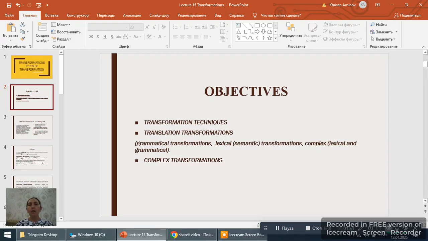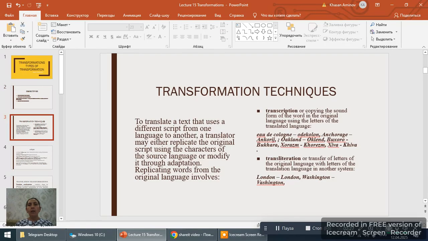various transformation types which can be applied in translation activity while transferring the meaning from the source text into the target text, such as grammatical transformations, lexical or semantic transformations, and complex transformations. In the complex transformations, we can explore both lexical and grammatical transformations. And the last issue of this lecture will be complex transformations. So let's explore the transformation techniques in translatology.